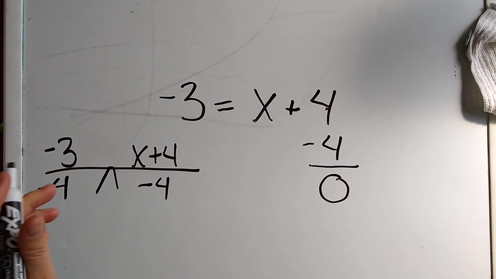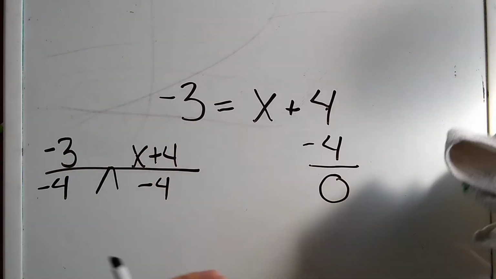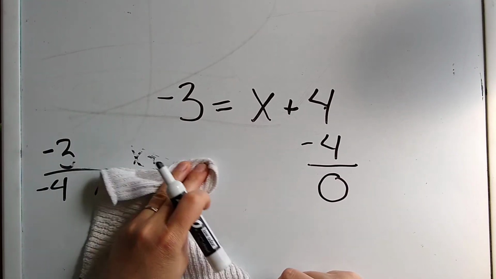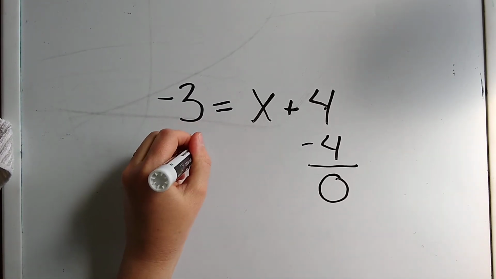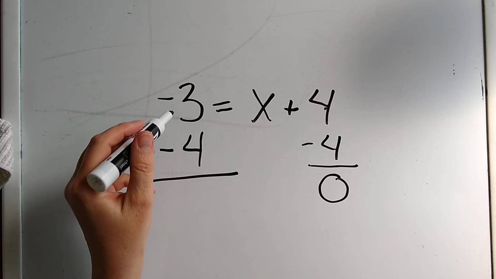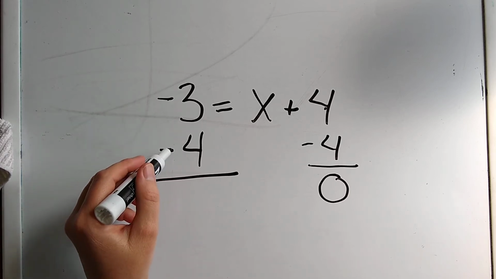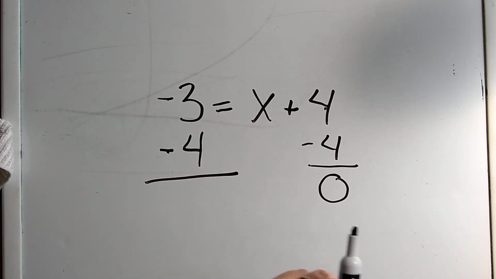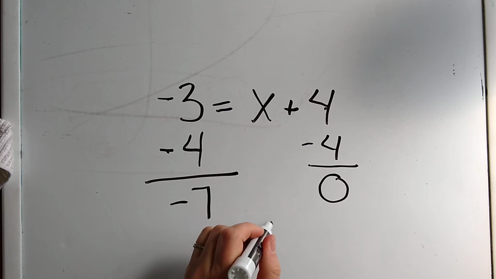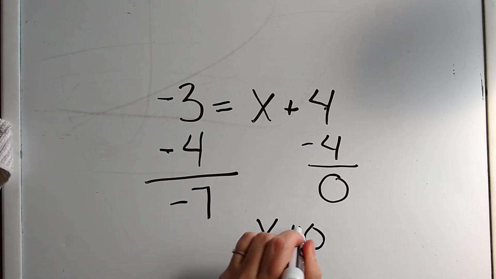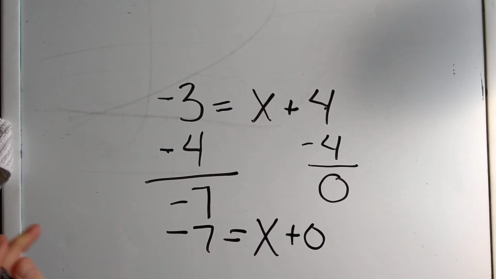So here I go. Subtracting 4 from negative 3 should put me back into balance. Subtracting 4 from both sides, negative 3 minus 4. That might be a little challenging, and if it is, throw it into your calculator. Negative 3 minus 4 gives me negative 7. So I end up with x plus 0 equals negative 7.